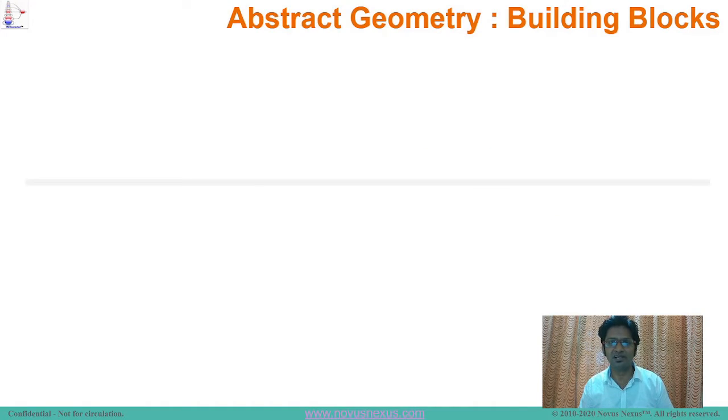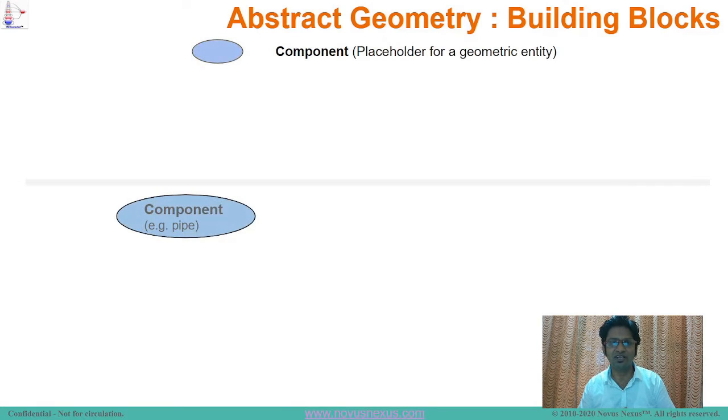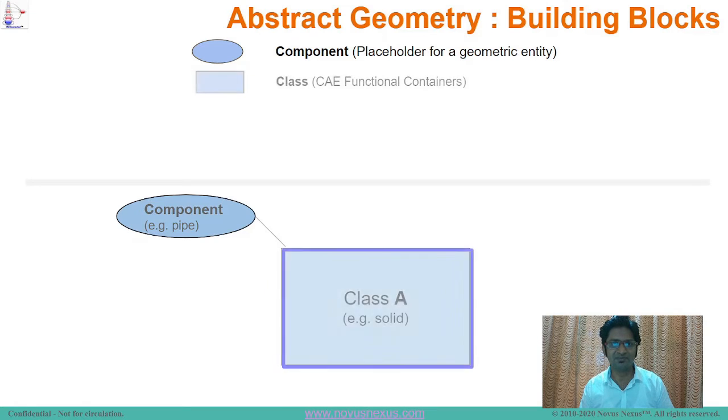The abstract model is made up of four building blocks. The first one is the components. It actually represents the geometrical entity. These components act as a geometric placeholder. So for example, a pipe or maybe an engine block or maybe a bolt, these are the components which represent the geometrical entities.